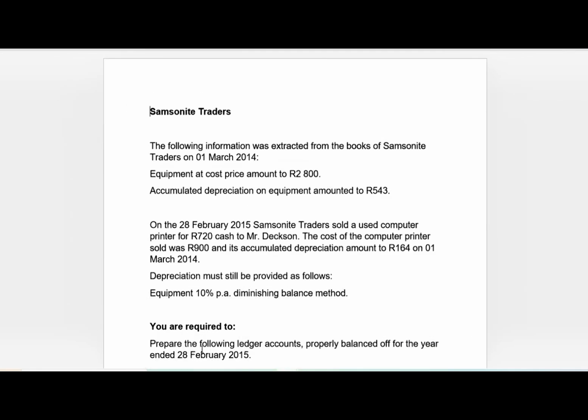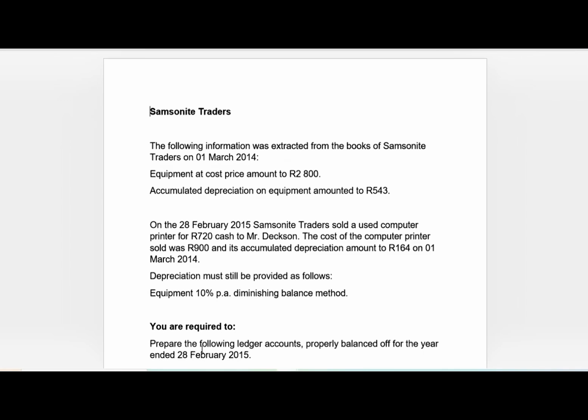Then we go back to our question. They say accumulated depreciation on equipment amounted to 543. We'll come back there when we deal with accumulated depreciation. Let's go to the next information. It says on the 28th of February 2015, Samsonite traders sold a used computer printer for 720 cash to Mr. Dixon. The cost of the computer printer sold was 900 and its accumulated depreciation amounted to 164 on the 1st of March 2014.